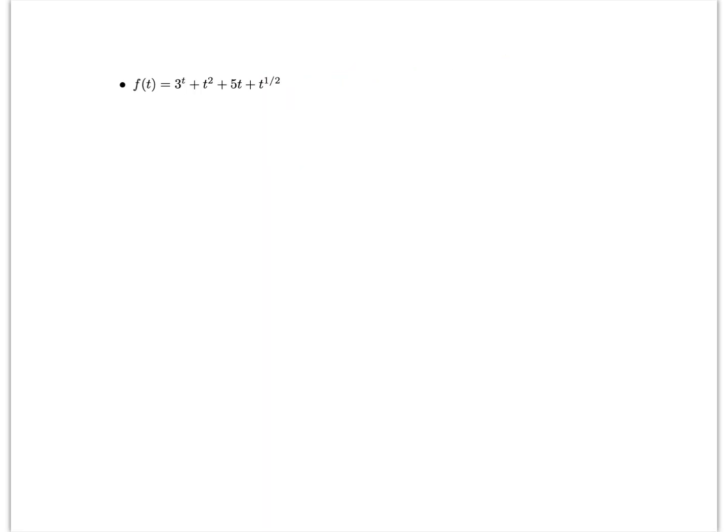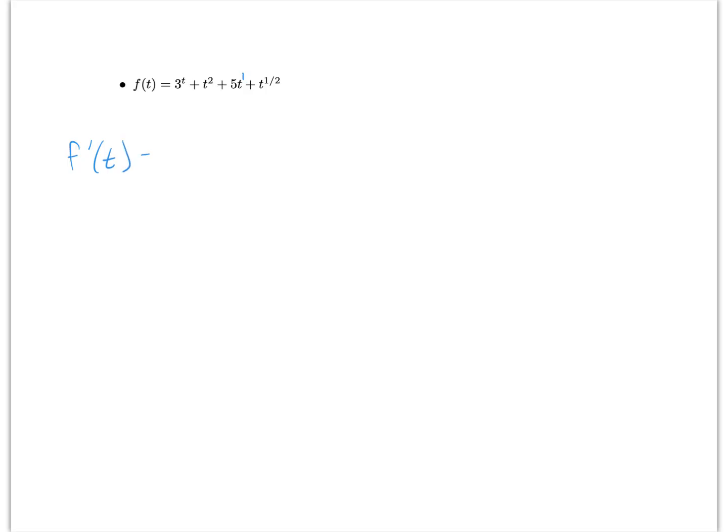F of t equals 3 to the t plus t squared plus 5t to the first plus t to the 1/2. Okay, so I added the to the 1 power so that I could use the power rule on that. And let's see, this is an exponential, power rule, power rule, power rule. So you can tell the difference because when the t is in the exponent, that's the exponential rule. When the t is the base, that's the power rule. So I'm just going to apply the derivative rules term by term.